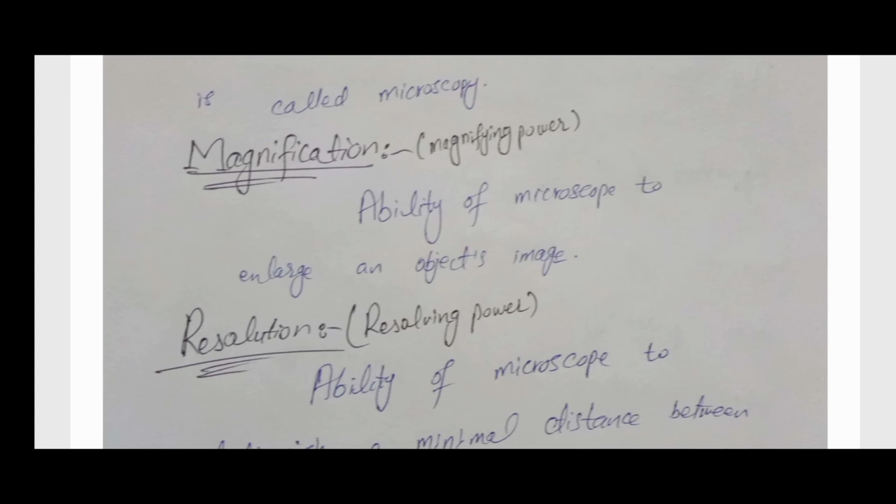Next is magnifying power, or magnification. What is magnification? It is the ability of the microscope to enlarge the image of a very small object. It enlarges an object that is very small, which cannot be seen by the naked eye.